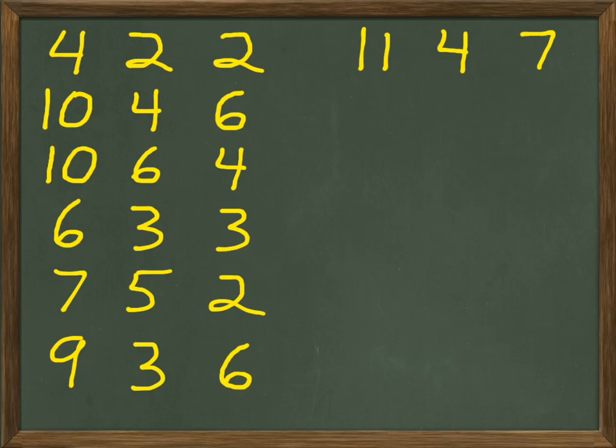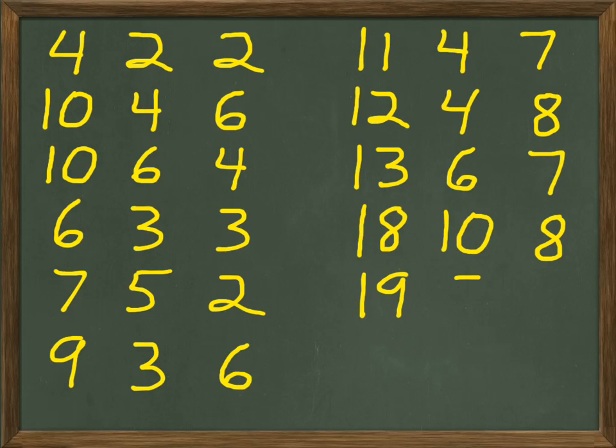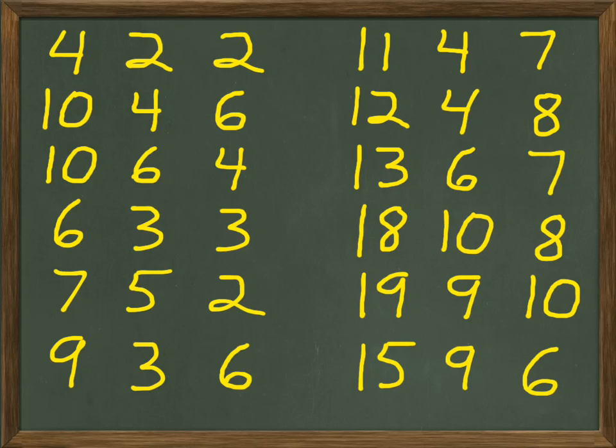Okay, how about 12 less 4? 12 less 4 leaves 8. Let's do 13 less 6. 13 less 6 leaves how many? That's 7, I believe. 13 less 6 leaves 7. How about 18 less 10? 18 less 10 leaves how many? That should leave 8, and it does. How about 19 less 9? 19 less 9 leaves us with 10. How about 15 less 9? 15 less 9 leaves how many? That's 6. Alright, let's go to the next board.